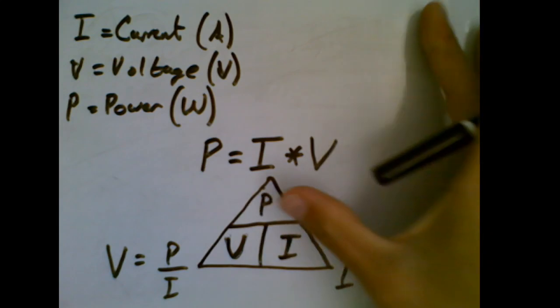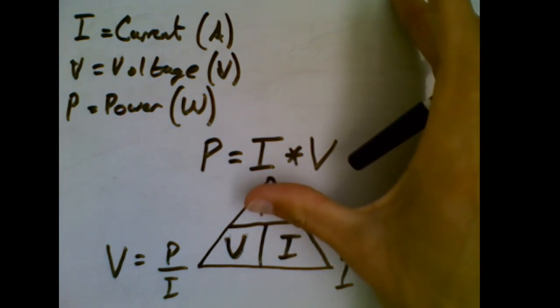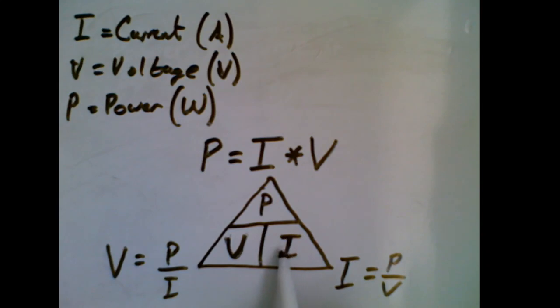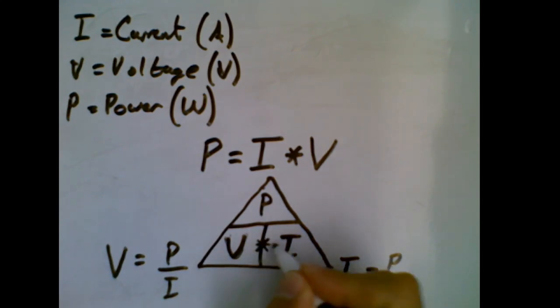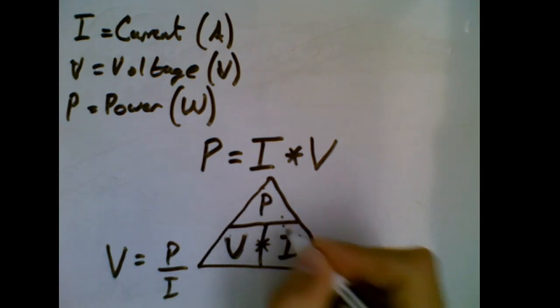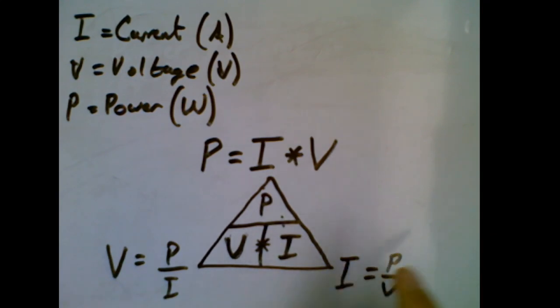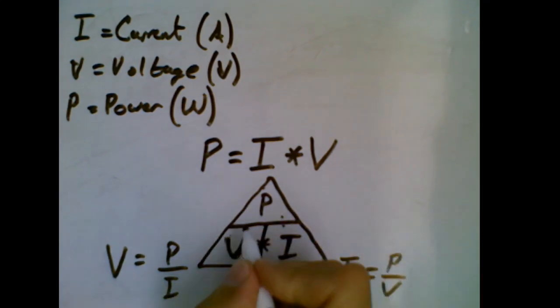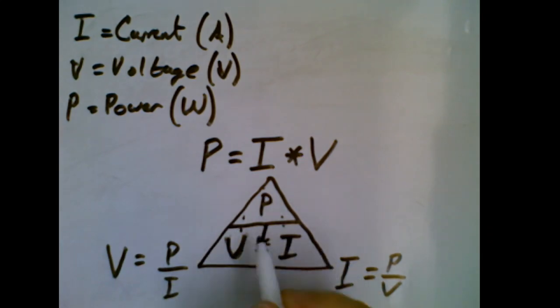If we wanted to solve for power, we cover up power, and we're left with voltage beside current. Well, that's the same as voltage multiplied by current. If we wanted to solve voltage, we cover up voltage, and we're left with power over top of current, which is like power divided by current. And the same thing for current, you cover it up, power divided by voltage. Now, it's much better if you can actually do the algebra to solve this, but if algebra is something you struggle with, then perhaps this little triangle is an easy way to help you understand it.